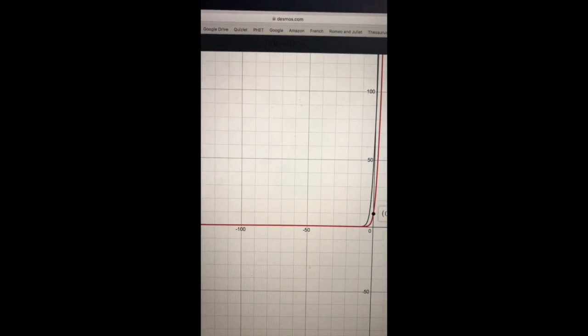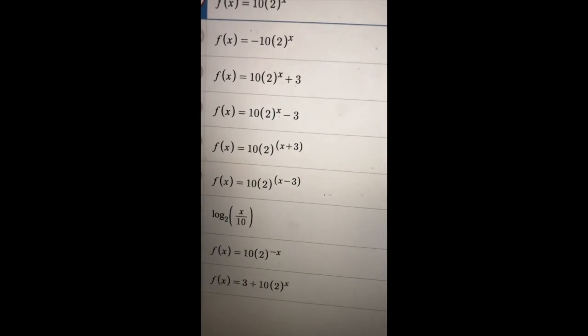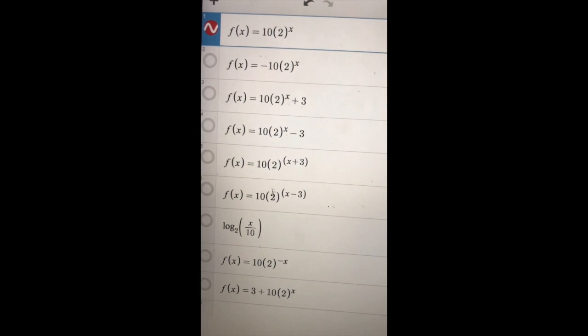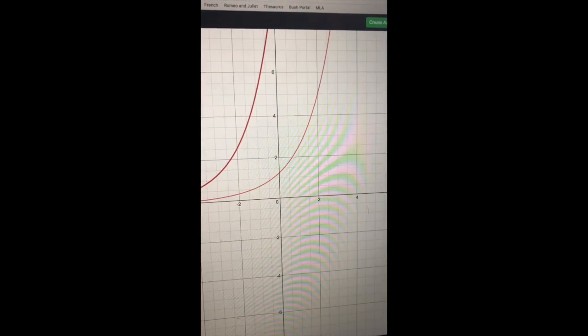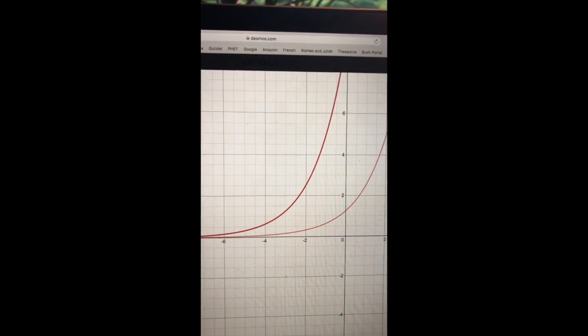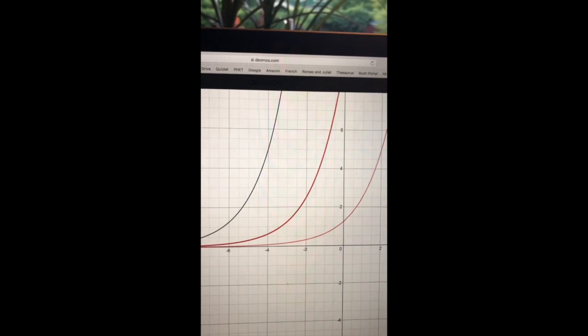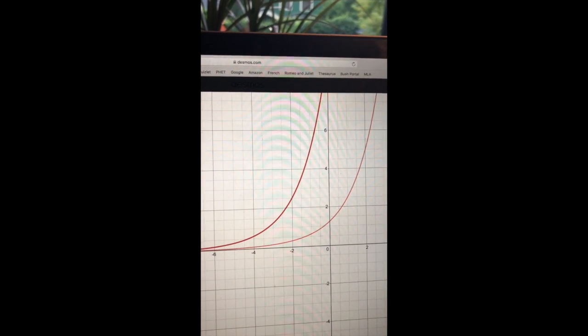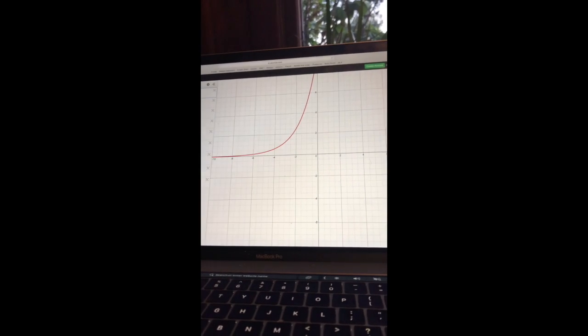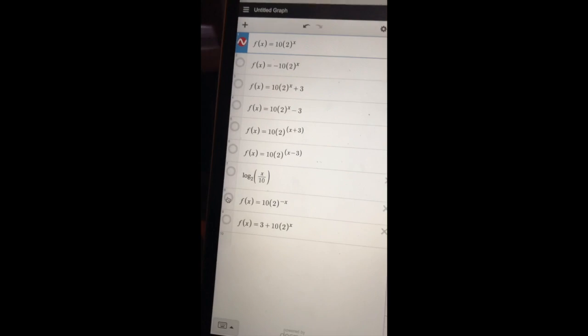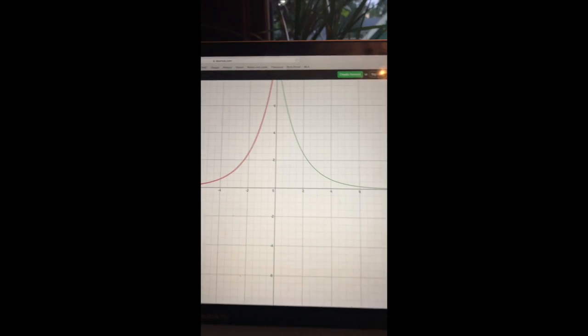Now, if we were to subtract from the exponent, and we could do x minus 3, it would look like that. And we can zoom in a little bit. So if you have both of them up, they all three look like that. Now, if we want to reflect it across the y-axis, we would make the exponent negative, just like that. Okay, and that's what it looks like.